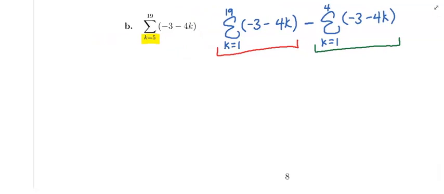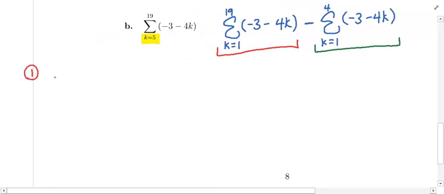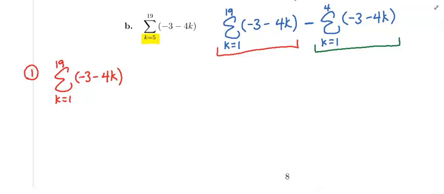Let's start with the first summation. I'm doing the sum from k equals 1 to 19 of -3 minus 4k. This is arithmetic. Again, we have mx plus b. To sum this up, we are going to apply our formulas. So let's go back to page 6.